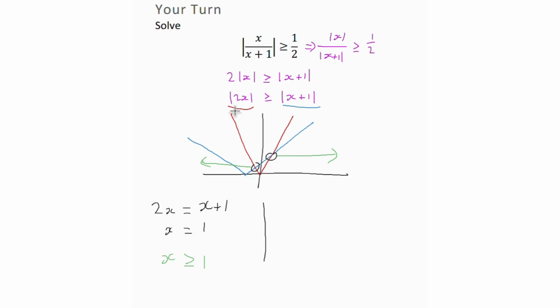The other part is when the negative of the 2x is equal to, it's still the positive of the x plus 1. When we add the 2x, we get 3x is equal to negative 1, or x is equal to minus 1/3. And the inequality then, we want to the left of that value, so we want x is less than or equal to minus 1/3. And we get the same answers as the quadratic method.